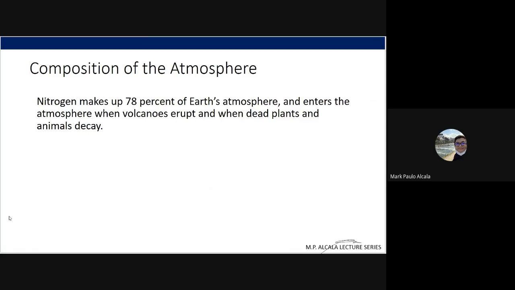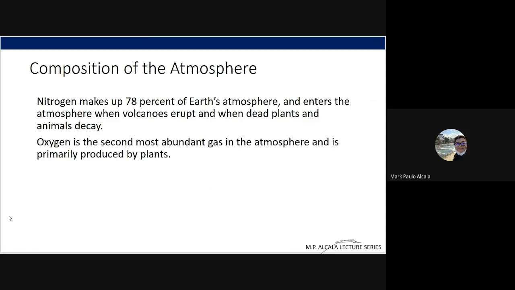Composition of the atmosphere. The majority of the Earth's atmosphere is made up of nitrogen. Oxygen is the second most abundant and is primarily produced by plants. So remember the plants: they convert carbon dioxide into oxygen. Okay. In addition to gases, the atmosphere contains many tiny solid particles.